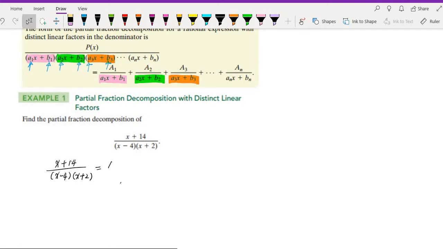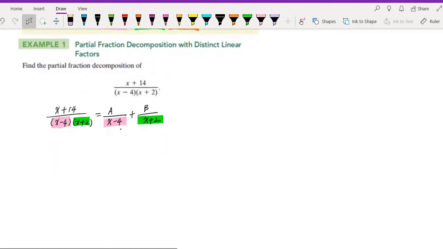We can set this equal to A over, let's look at this, we had a pink color for the first piece. I'm matching the same color as your formula right here. So I'm going to write down x minus 4 below it. Instead of using A sub 1, we're just going to use the letter A, so we can distinguish them more easily. And then we can use the letter B for the second part, in the green color, so that will be x plus 2. And then we're going to solve for our A and B. Let's see how we solve this.